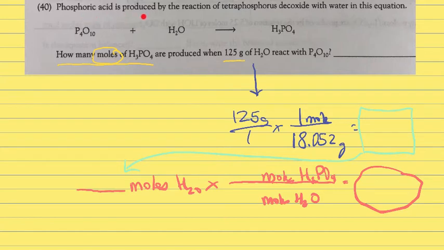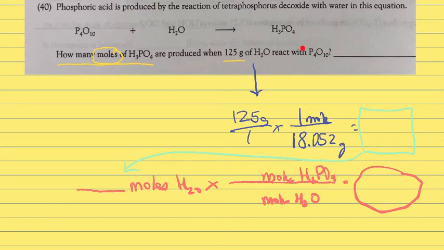Phosphoric acid is processed by the reaction of tetraphosphorus decoxide with water in this equation. Now you'll notice the equation has not been balanced. But then once we balance it, they want us to figure out how many moles of H3PO4 are produced when 125 grams of water react with this P4O10.